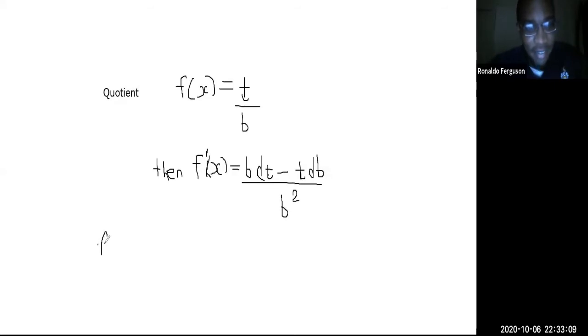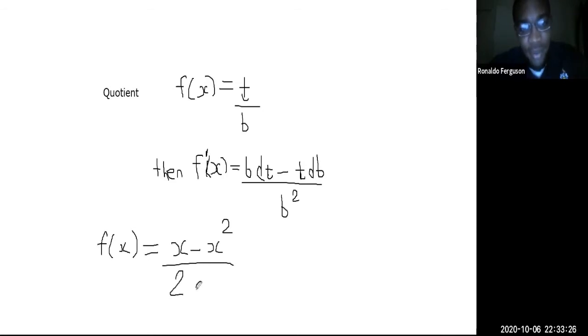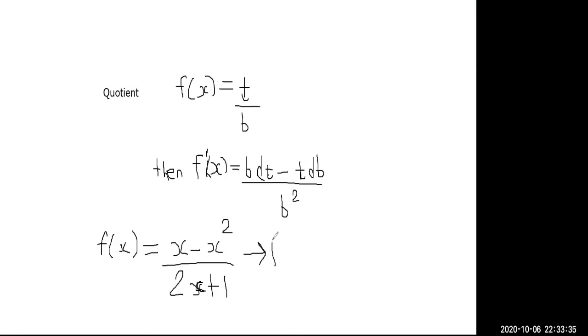So let's say f of x is equal to x minus x squared over 2x plus 1. X minus x squared over 2x plus 1. So then what is f prime of x? F prime of x is equal to 2x plus 1.